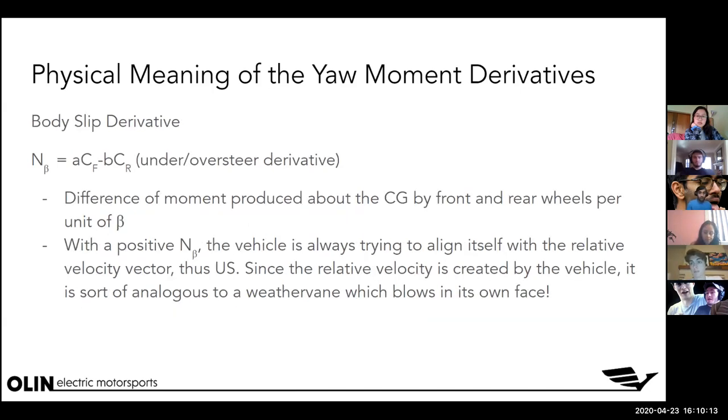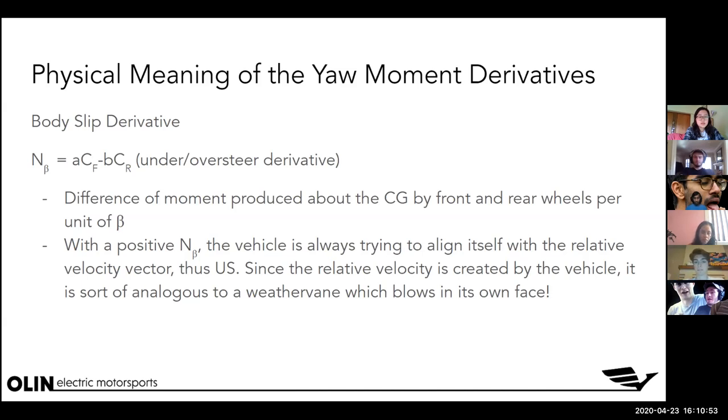The next one is called the body slip derivative. This is also called the over understeer derivative, because it's a difference of the moment produced about the center of mass by the front and rear tires, and it's a function of the body slip angle. So this is exactly what we were talking about when comparing the neutral steer, oversteer, and understeer cases. It's looking at this quantity, which is a relationship between how far away your front and rear wheels are from the center of mass and how much cornering stiffness they have. If this is positive, then you have an understeer car. If this is negative, then you have an oversteer car.